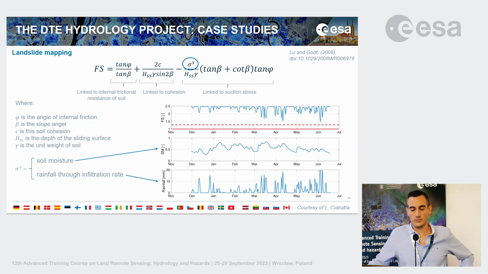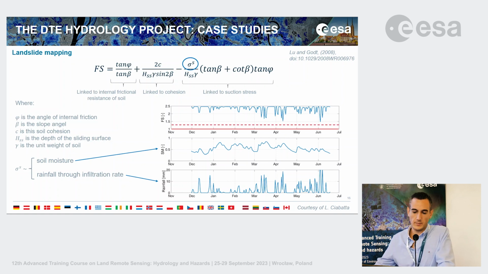It is made of different terms which are linked to the features of the soil, but there is one last term which is linked to suction stress, so it's linked to the water in the soil. There is a term, sigma, which depends on soil moisture and on rainfall through the infiltration rate.